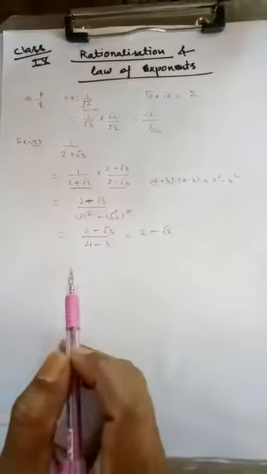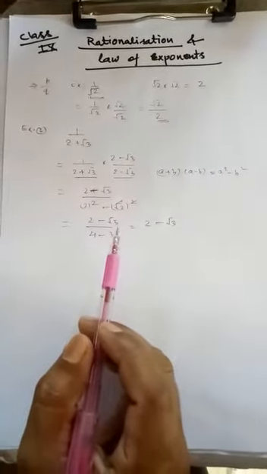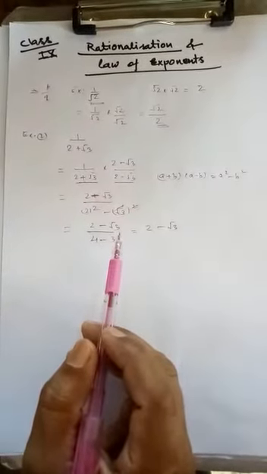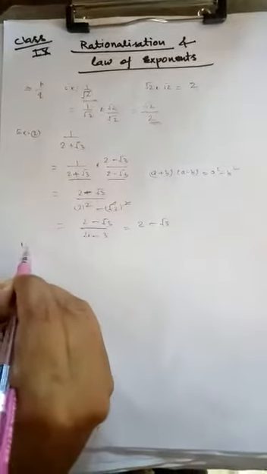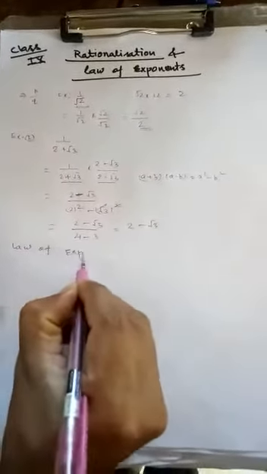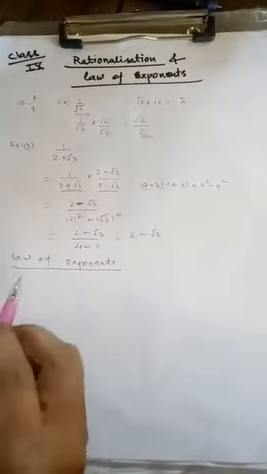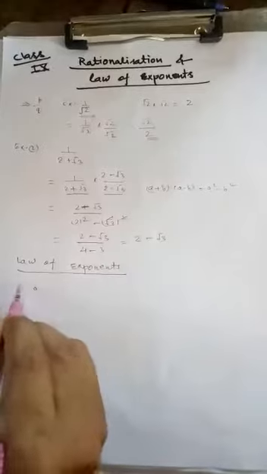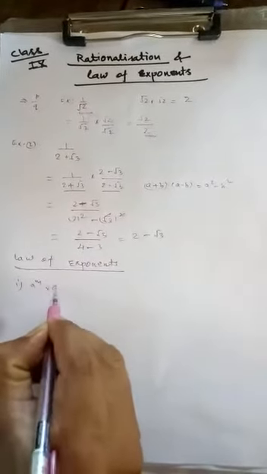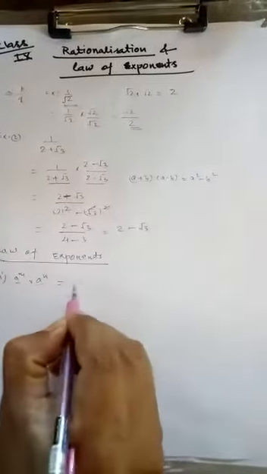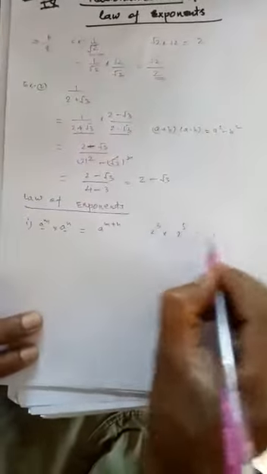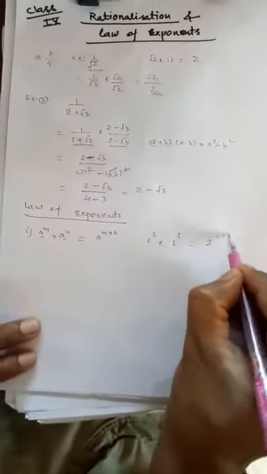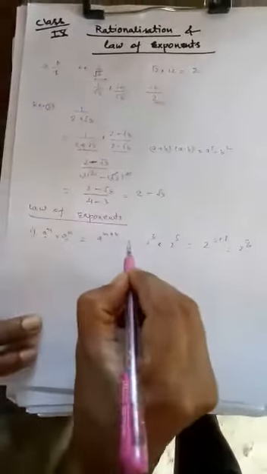Okay, now the laws of exponents. We know some rules. Let us see, first: a raised to m into a raised to n. Here the base is the same, so a raised to m plus n. For example, if we have 2 raised to 3 into 2 raised to 5, we can write 2 raised to 3 plus 5, that is 2 raised to 8.